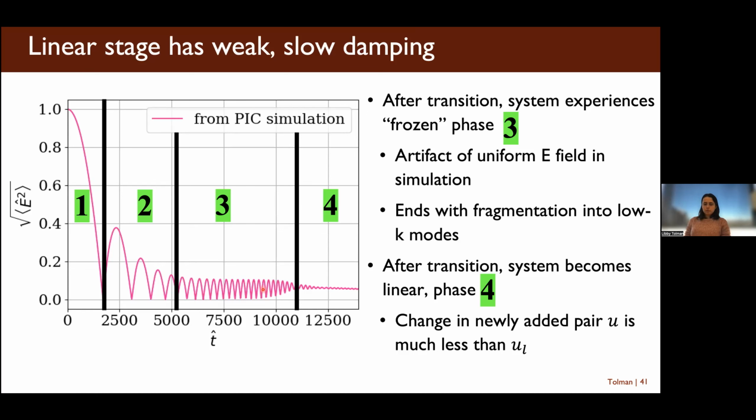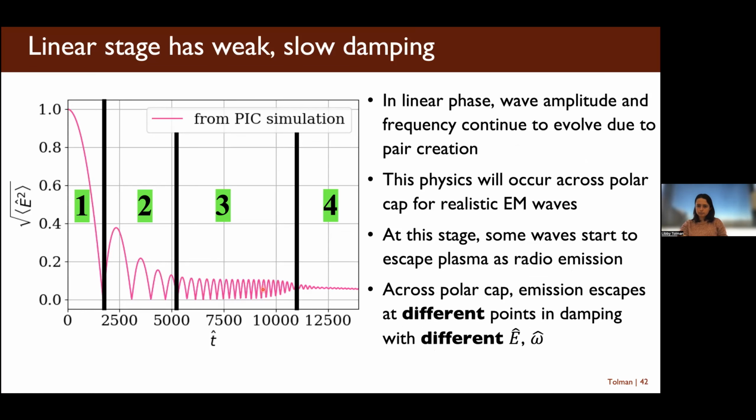Great. So we have this linear phase 4 when the change in the newly added pair momentum is much less than the injection momentum. So pairs are not getting fully turned around. However, the wave amplitude and the frequency will continue to evolve a little bit due to the pair creation. So you should think of these evolutions as being sort of corrections on the overall emission amplitude, right? So this physics that occurs in the linear stage will occur across the polar cap for realistic electromagnetic waves.